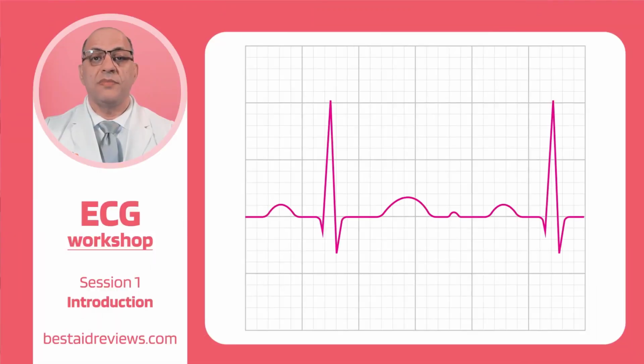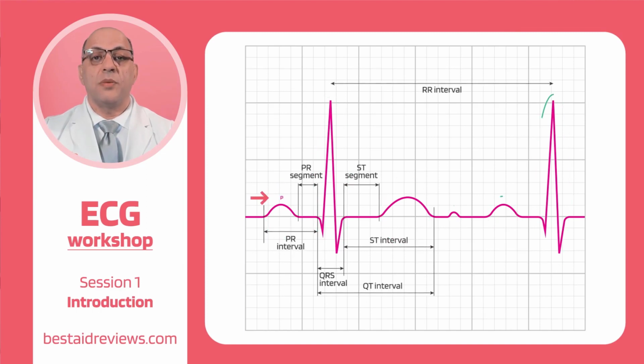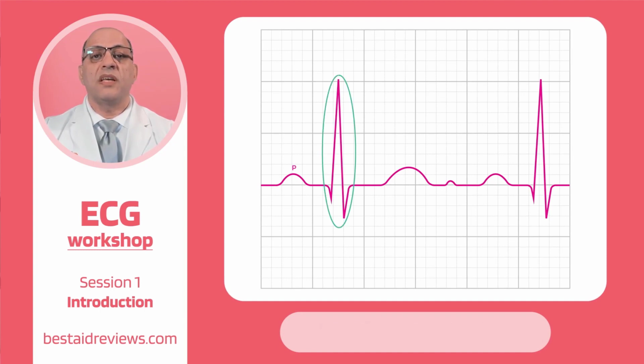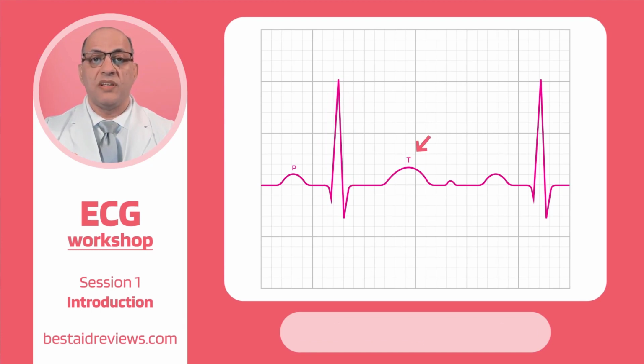So what's EKG? Recording the electrical activity of the heart. Let's look at a normal EKG pattern. We see waves, segments, and intervals. The P wave is the atrial depolarization. The QRS complex, or the QRS wave, is the ventricular depolarization, and then the T wave is the ventricular repolarization.